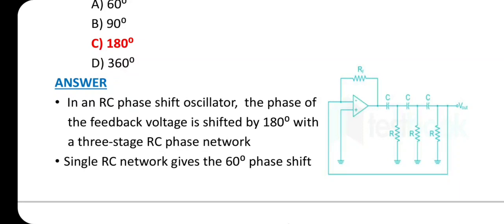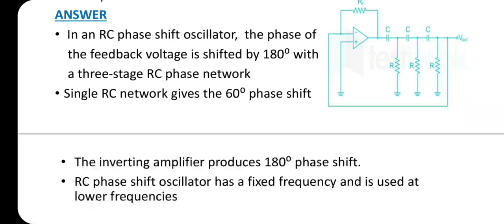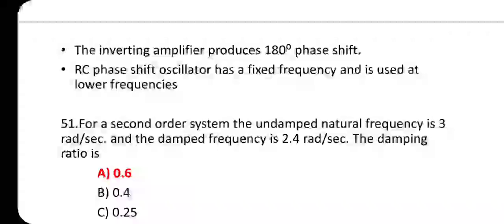In an RC phase shift oscillator, the phase of the feedback voltage is shifted by 180 degree with a 3-stage RC phase shift network. We can see from this figure. A single RC network gives 60 degree phase shift. The inverting amplifier produces a 180 degree phase shift. It has a fixed frequency and is used in lower frequency applications.